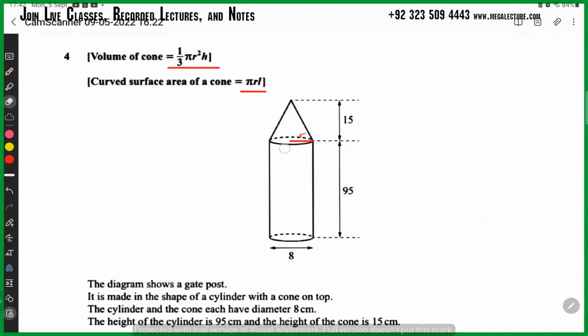So this 8 is this length. This is 8 and this is also 8, because they have clearly mentioned that the cylinder and the cone each have a diameter of 8 centimeters. The height of the cylinder is 95 centimeters. So we can see that this is the height of the cylinder, that is 95. And the height of the cone is this part right here, and that is 15. So it is given.